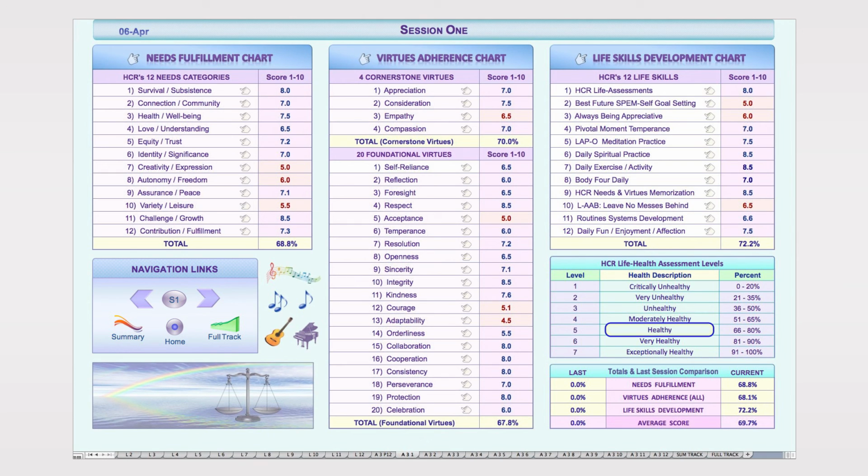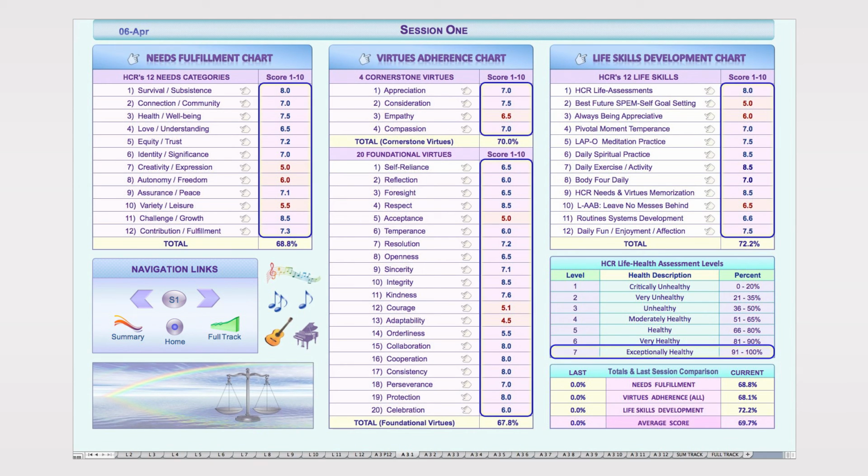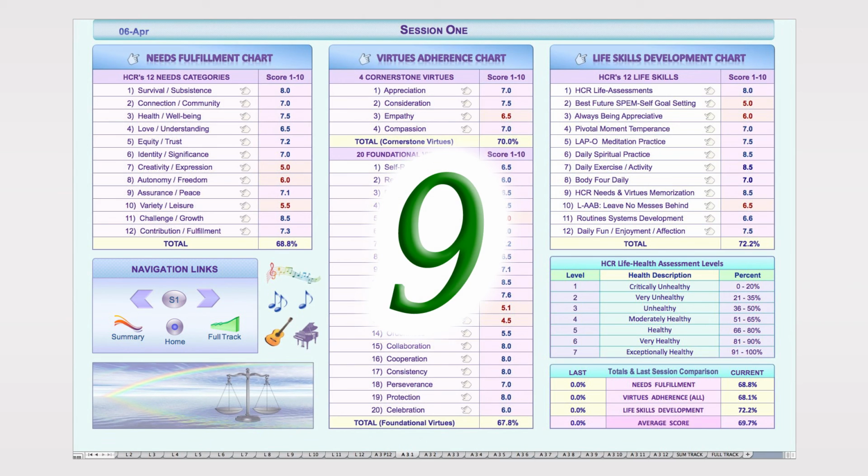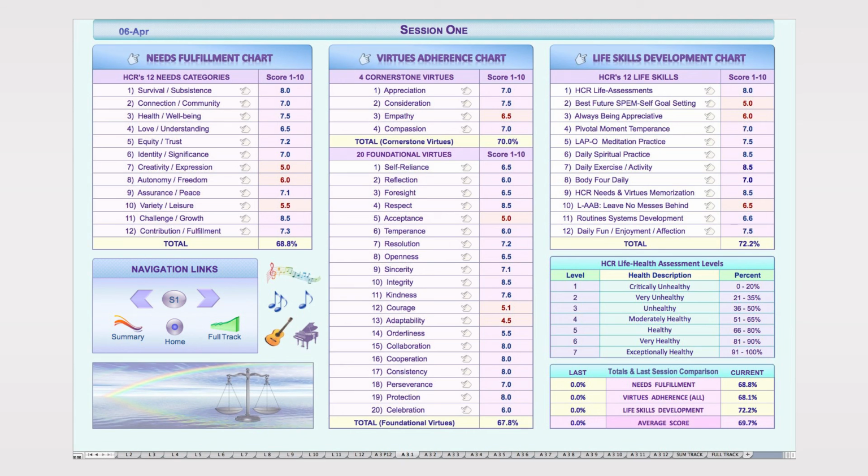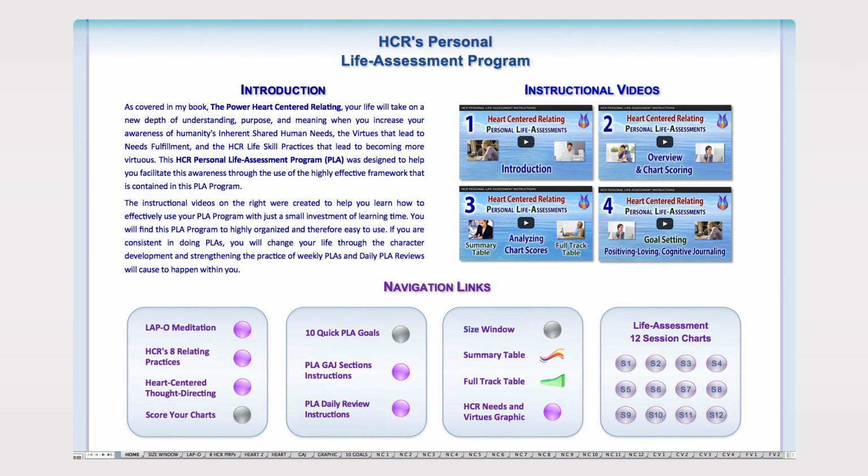A great personal goal is to have all chart scores in the very healthy range, and to work towards being in the exceptionally healthy range, not just with your total averages, but all items on the chart list at a minimum of 9. This is a very worthy goal to work towards, for when attained, it will mean you are truly achieving your potential of being the best you can be. We have now completed the scoring process, so we'll go to the navigation panel and click on the Homepage button to finish up this overview.